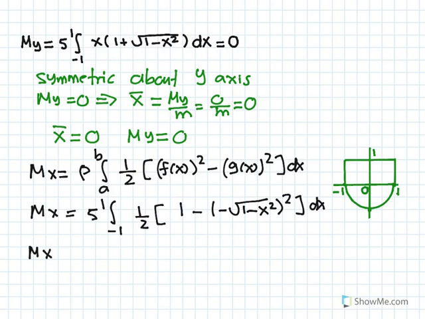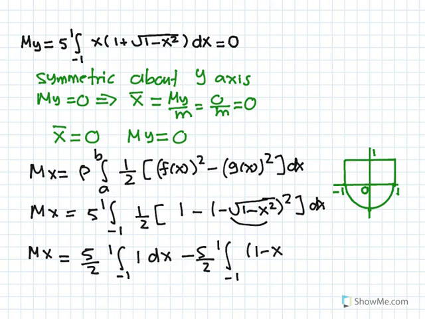Simplifying this, we get Mx, the moment with respect to the x-axis, is equal to 5 over 2, splitting up the integrals, integral from -1 to 1, 1 dx, minus 5 over 2, integral from -1 to 1. The root cancels out with the square, and we just get 1 minus x squared as the integrand.